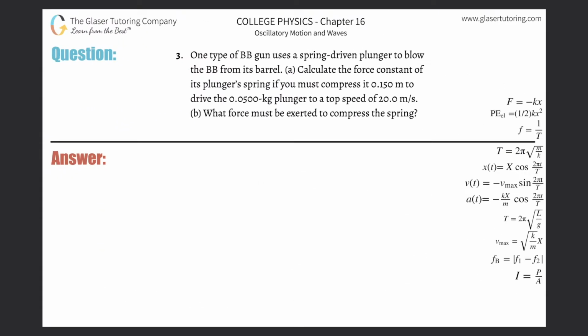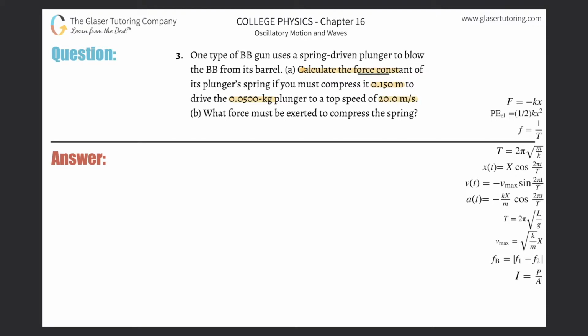Number 3. One type of BB gun uses a spring-driven plunger to blow the BB from its barrel. Letter A. Calculate the force constant of its plunger spring if you must compress it 0.15 meters to drive the 0.05 kilogram plunger to a top speed of 20 meters per second.